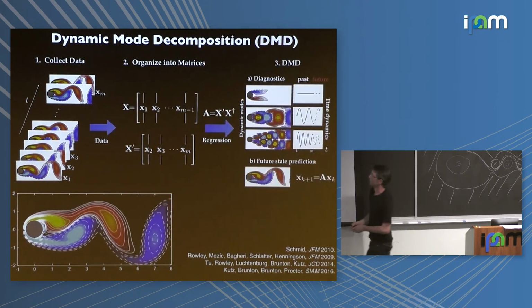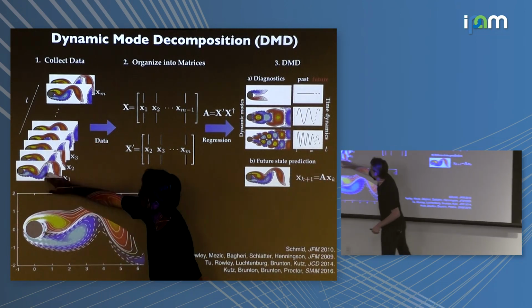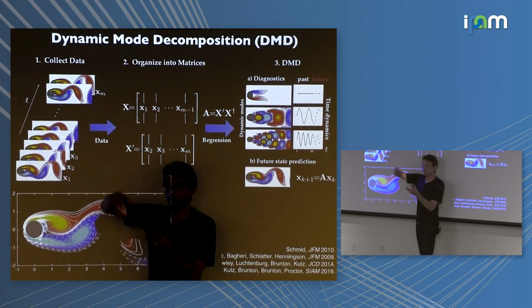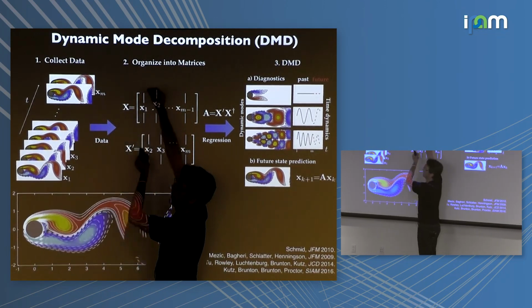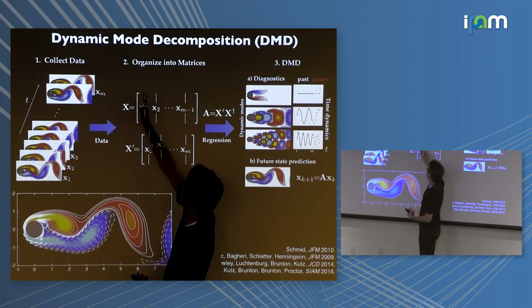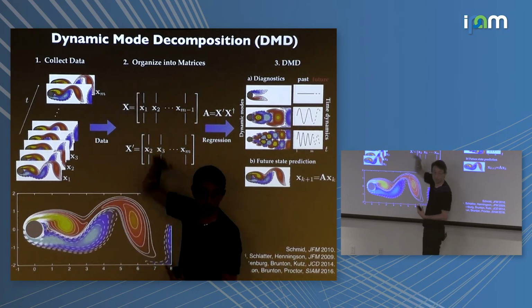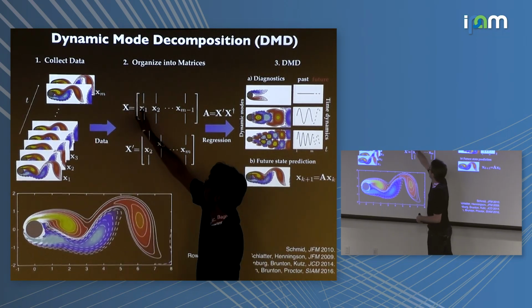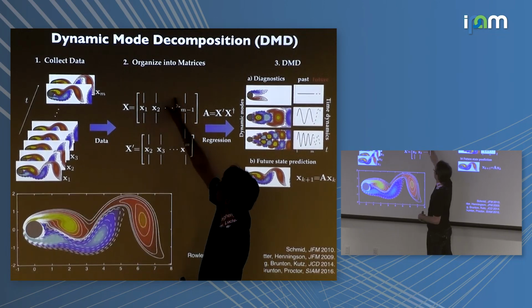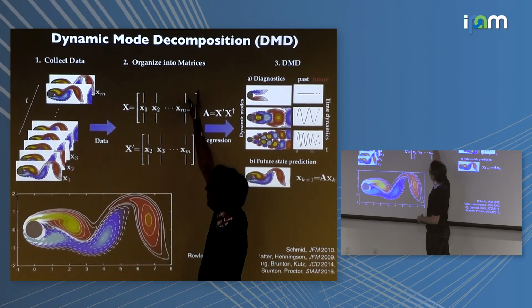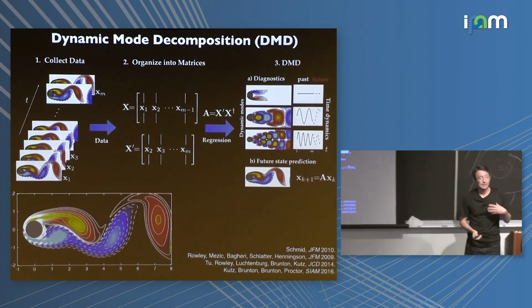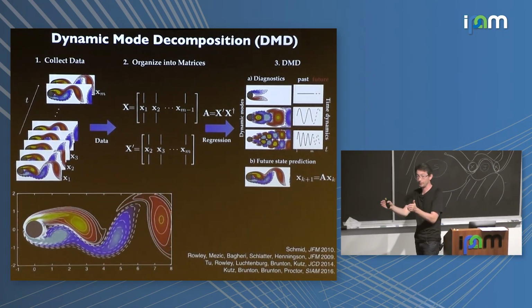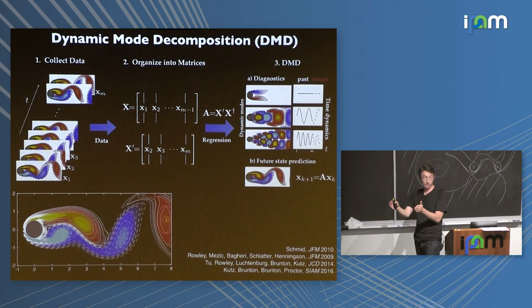And so then what you do is you reshape each of these high-dimensional fields, which are either 2D or 3D, into extremely tall, skinny vectors. In this case of size 100,000 by 1 at time 1. So this is my state at time 1, at time 2, at time 3, and so on and so forth. Okay? And I build another matrix X prime where I take the exact same data but shifted one time step into the future according to my dynamical system.